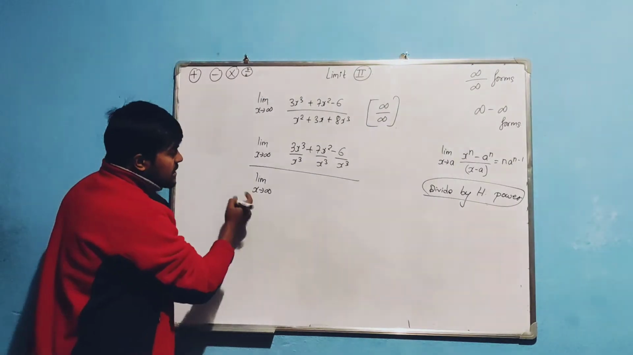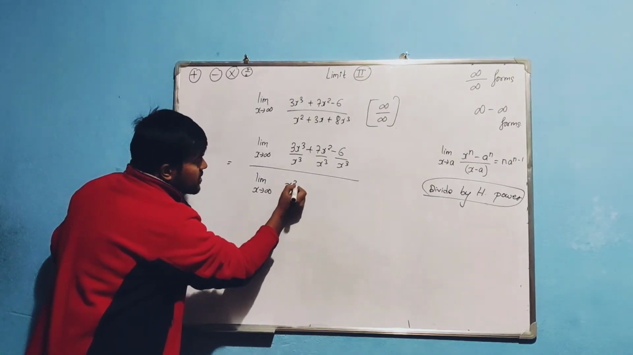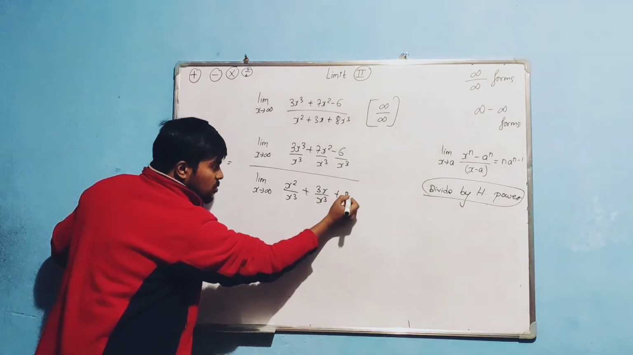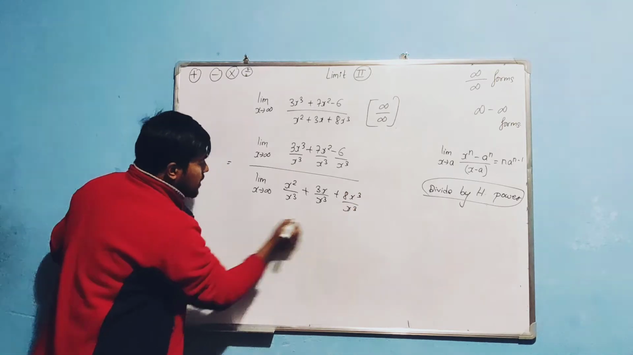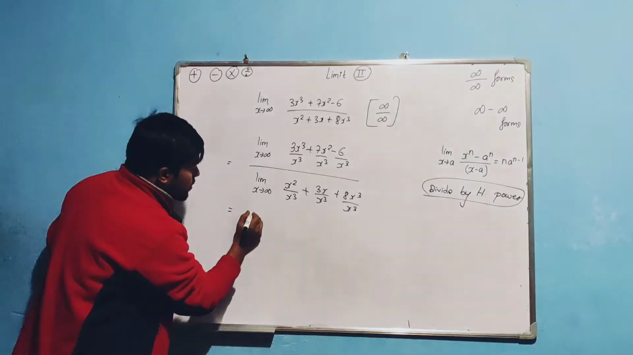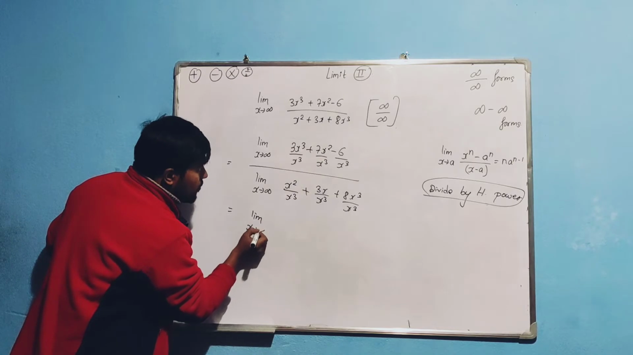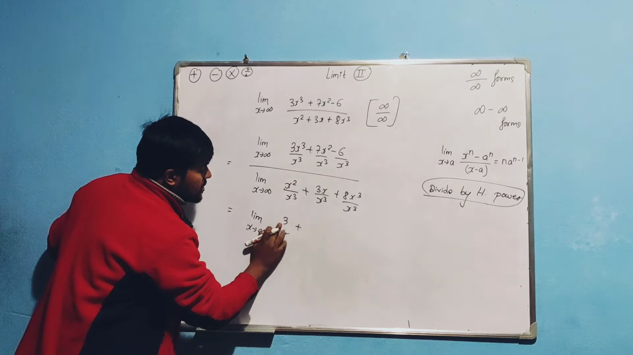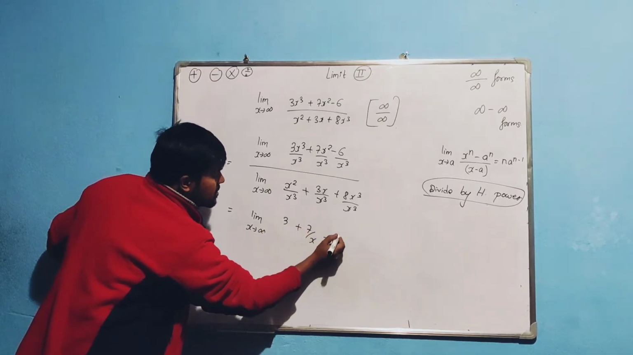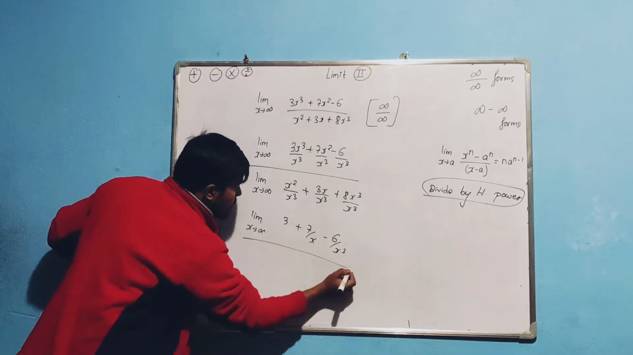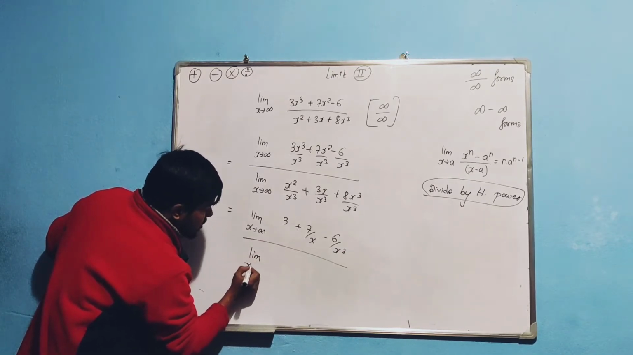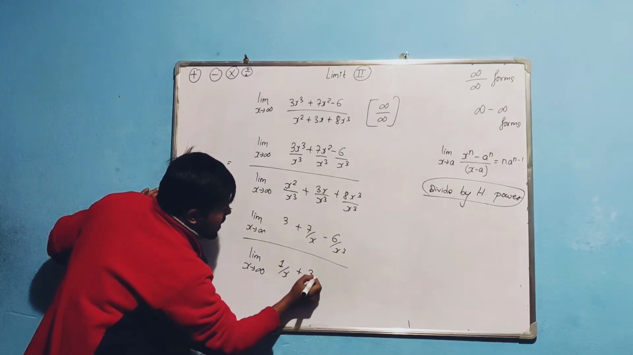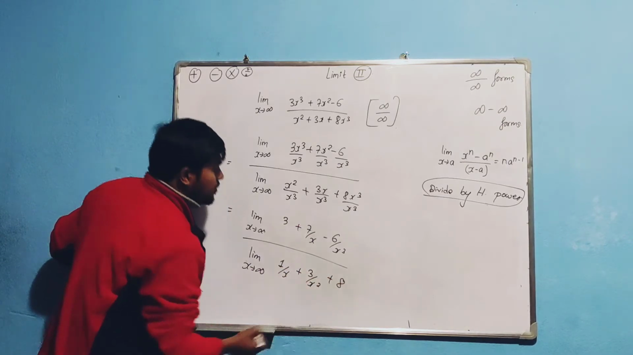So limit as x tends to infinity. So the result is x square by x cube plus 3x by x cube plus 8x cube by x cube. And when we find the result, it is truly amazing, because limit as x tends to infinity, 3 by x plus 3 plus 7 by x minus 6 by x cube is obtained in the numerator, and similarly in the denominator we can get 1 by x plus 3 by x square plus 8. We can get it like this.